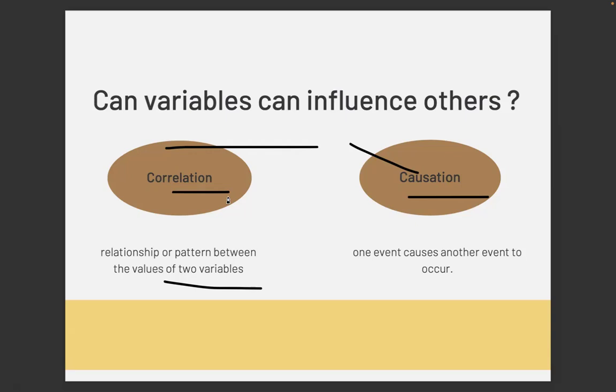But for the causation, if we calculate this causation, what will happen? It is for one event causes another event to occur.